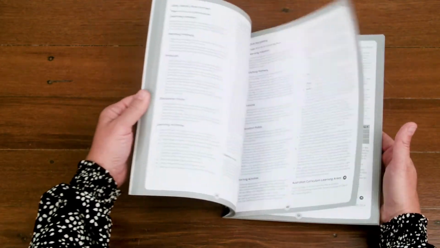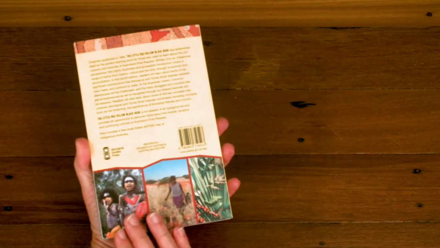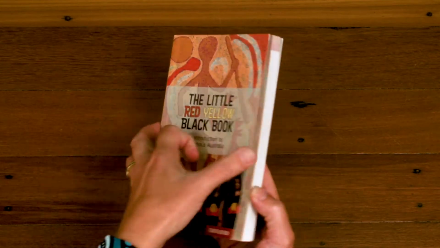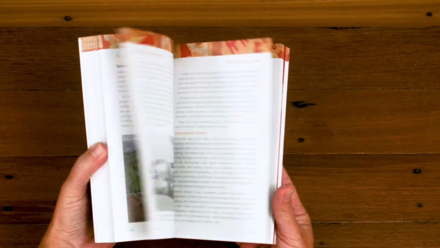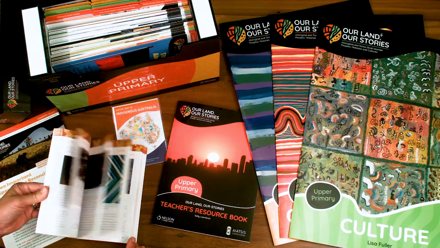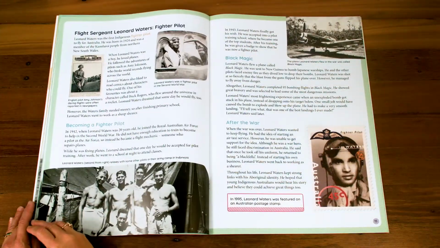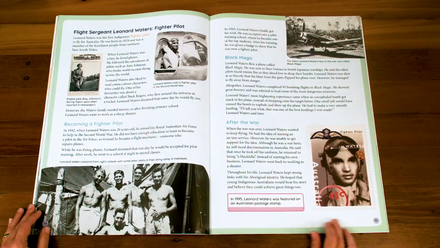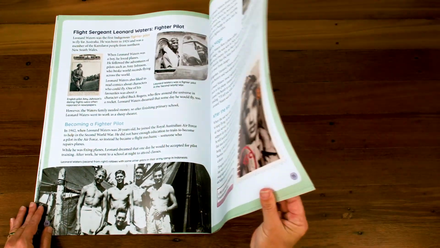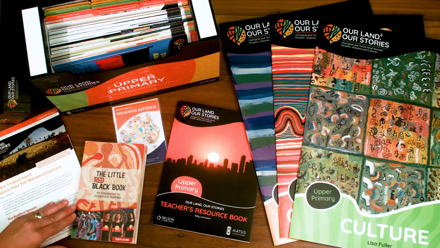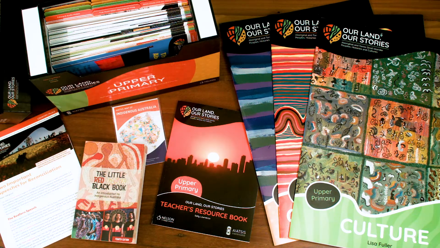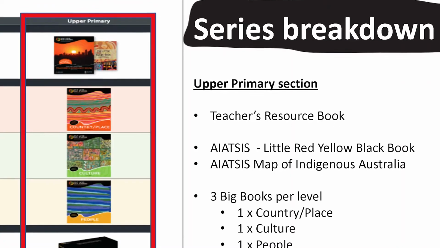You also receive a copy of the little red, yellow, black book from IATSIS, and remember in the back cover you will find the Indigenous map of Australia. You'll get 3 big books, and they are big books. You get 1 big book for country place, 1 for people and 1 for culture. You can see the beautiful artwork on the front covers. Some of this artwork has never been released publicly, so we feel really honoured that IATSIS has shared these images with us for this series.